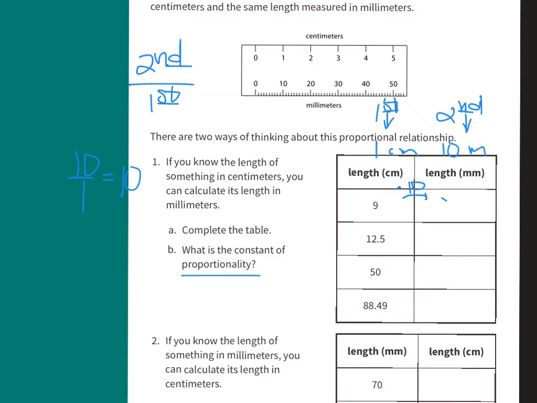So 9 times 10, 90. 12.5 times 10, 125. We just have to move the decimal over. 50 times 10, add a 0, 500. 88.49 times 10, 884.9. Okay, what's the constant proportionality? Figured that out, it was 10.